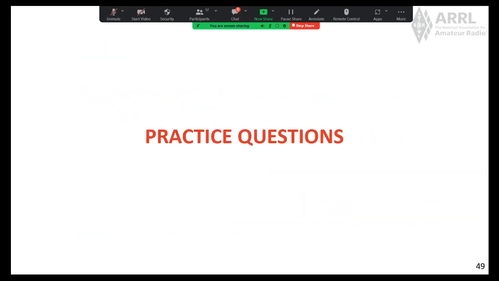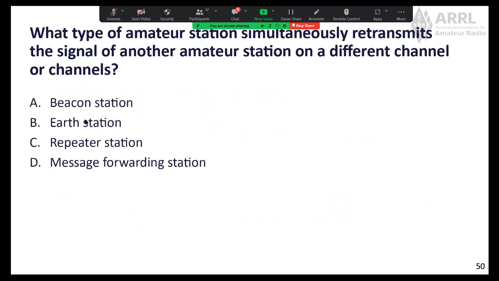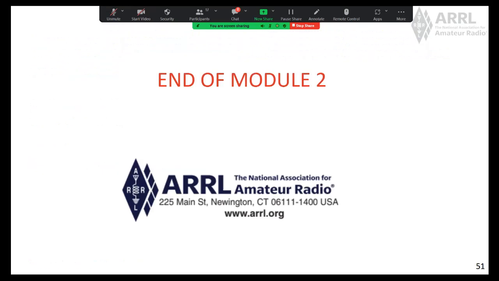Practice questions again. What type of amateur station retransmits the signal of another amateur station on a different channel or channels? A repeater station. And that's the end of module 2.